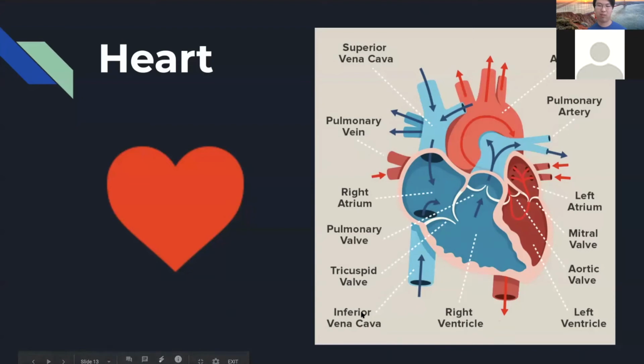So again, you have blood coming back from the body, flowing into the right atrium. It doesn't have oxygen. It goes into the right ventricle. It's pumped to the lungs through the pulmonary artery. The artery carries the blood to the lungs, where it gets oxygenated and takes away carbon dioxide. And then the blood, now that it has oxygen, flows back into the left atrium through the pulmonary veins. And then from here on, it goes into the left ventricle and is pumped out to the rest of the body through the aorta.